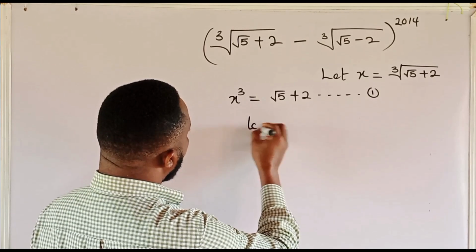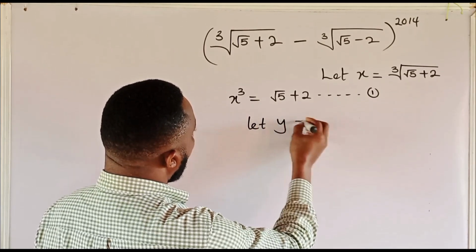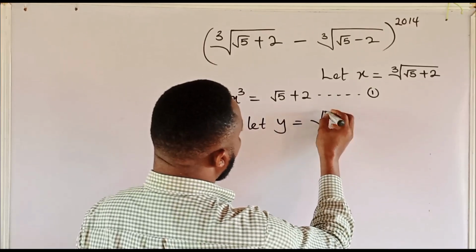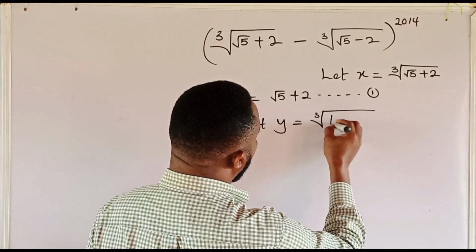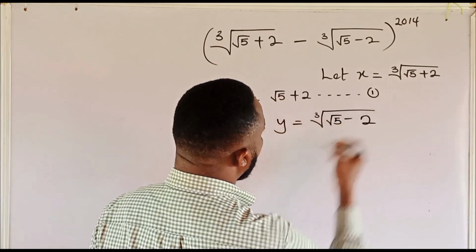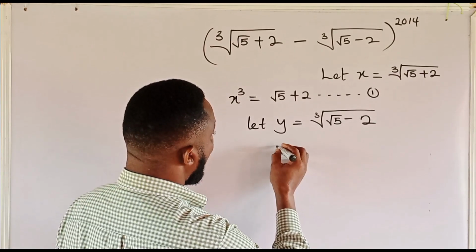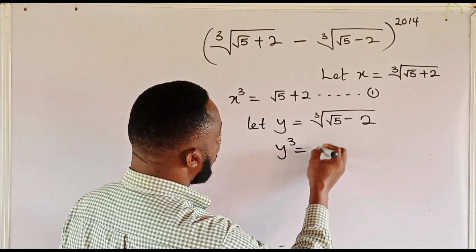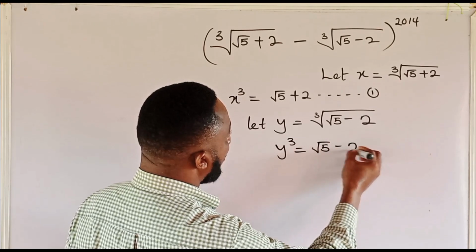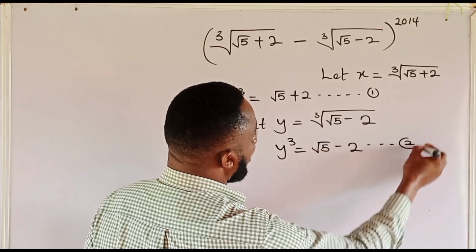Similarly, I'll say let y equal to the cube root of root 5 minus 2. If I also take the cube on both sides, I shall be having y cubed equal to root 5 minus 2. I will label this equation 2.